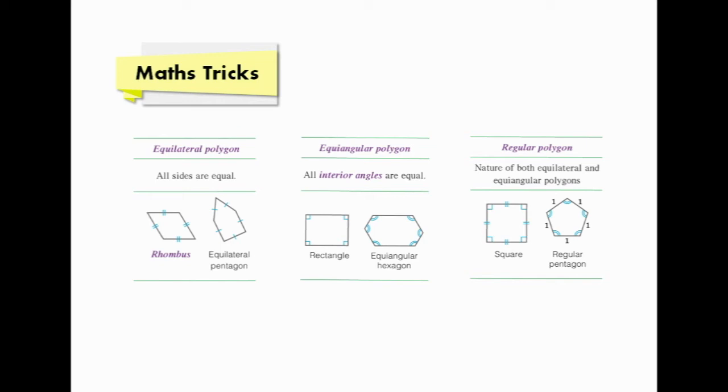For example, a square is the most common regular polygon. Look at the regular pentagon on the right. Each side of this polygon is 1, and all interior angles of this polygon are the same. These 3 kinds of polygons are classified by their equal sizes and equal angles.